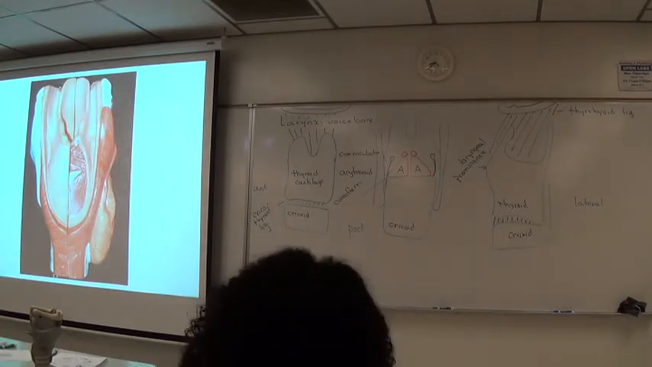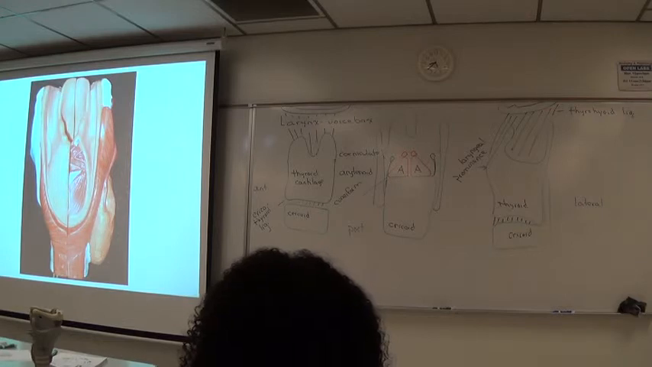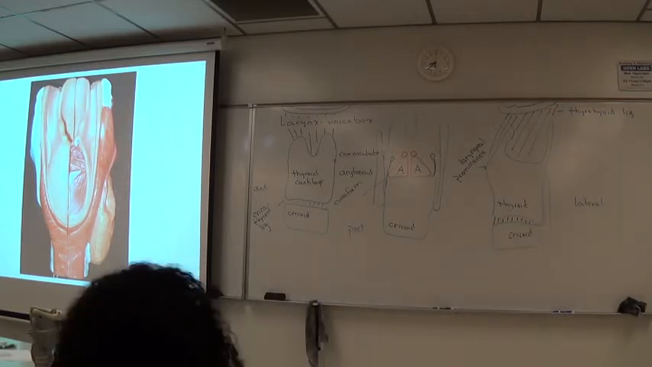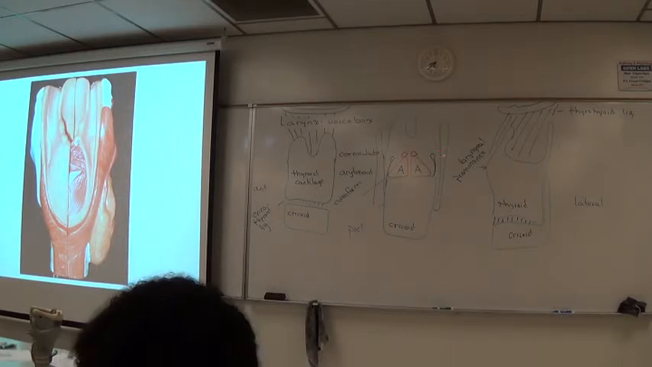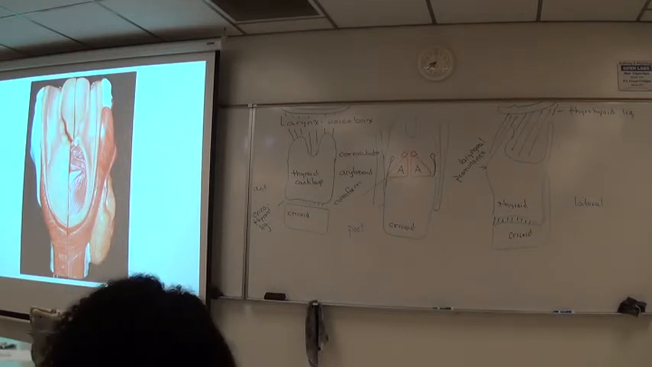So see this bump right here? That's the only demonstration of these cuneiform cartilages, is this bump. So this first bump right here is due to the corniculate, and these are the cuneiform.